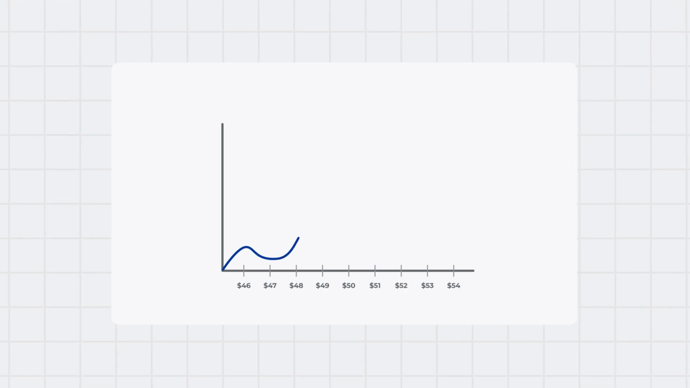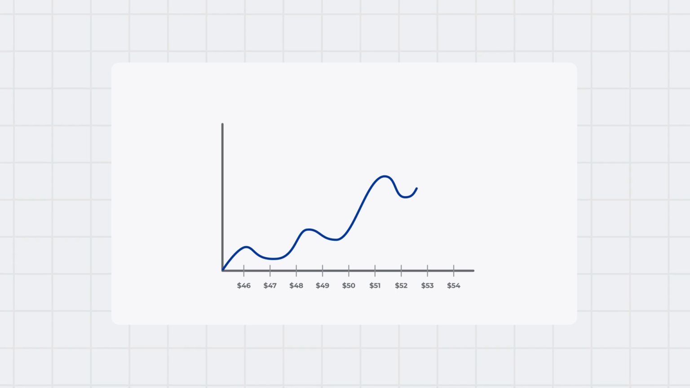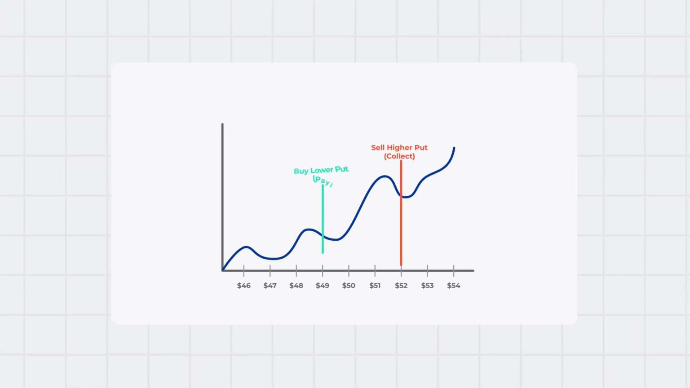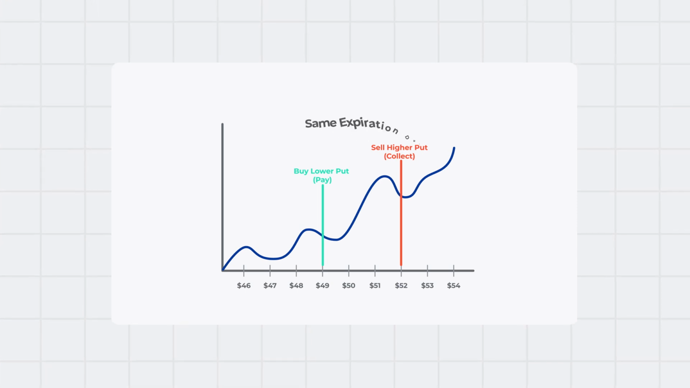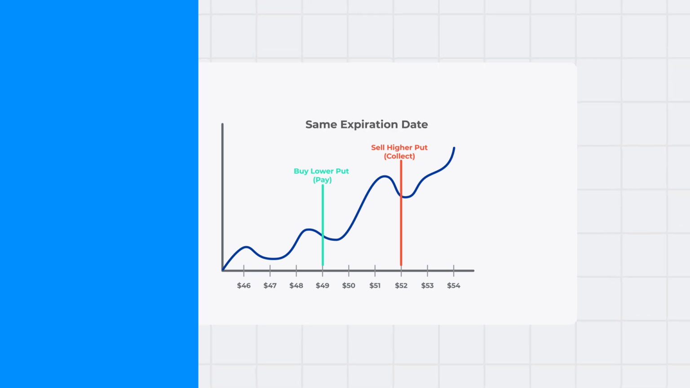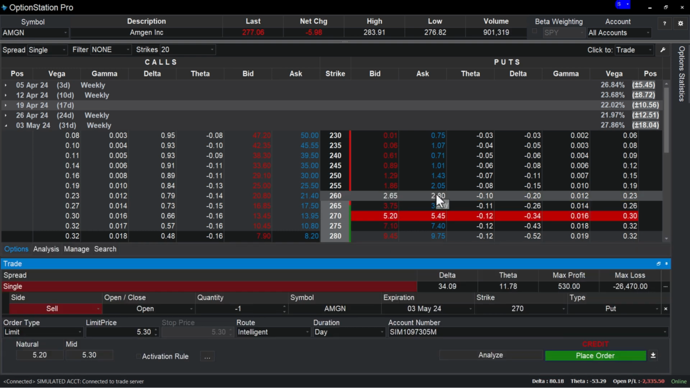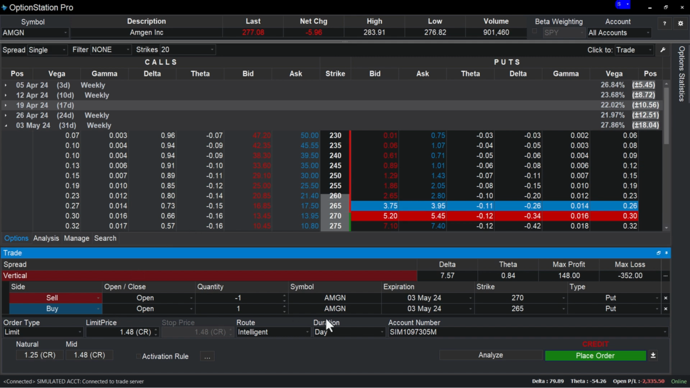The strategy is used to potentially profit from a stock or index's price rising or staying steady. A bull-put spread is created by selling one put option and simultaneously buying another with a lower strike price. Both options have the same expiration date. The result is a net credit because more premium is collected than paid. The premium collected is the maximum profit for the position.